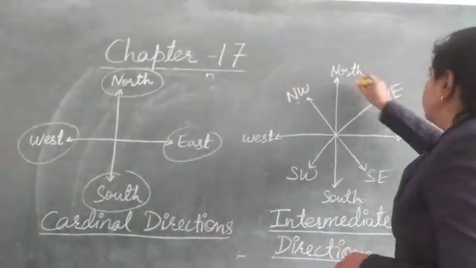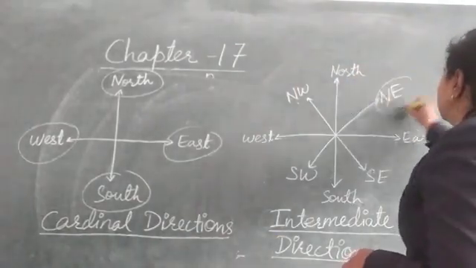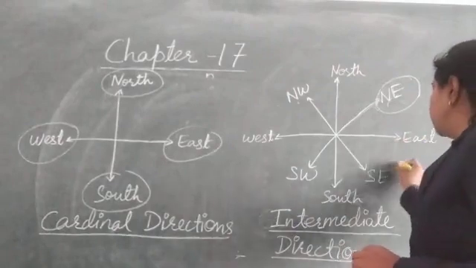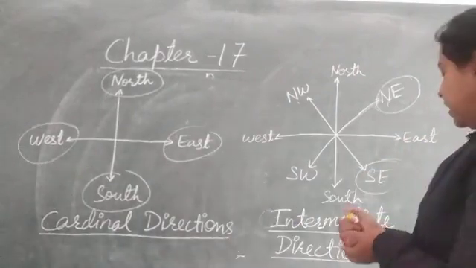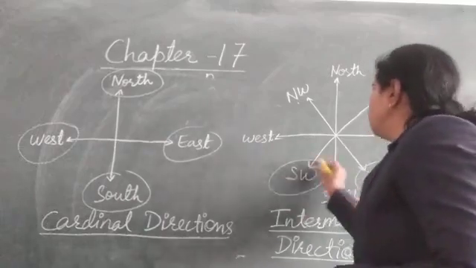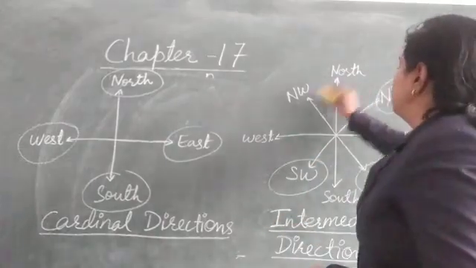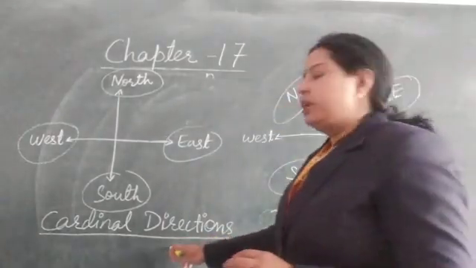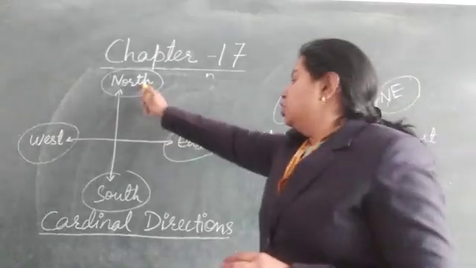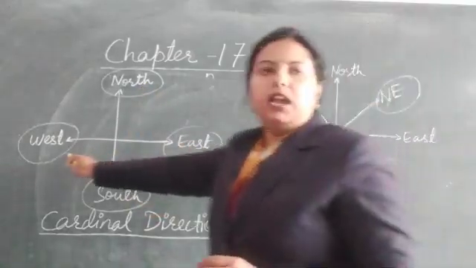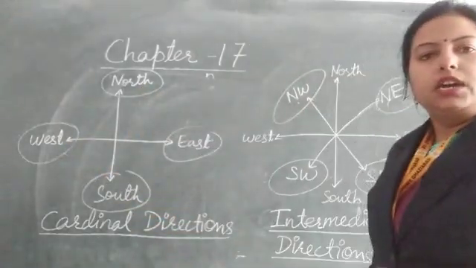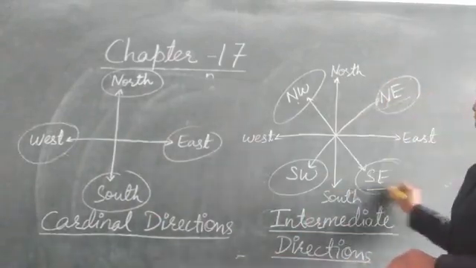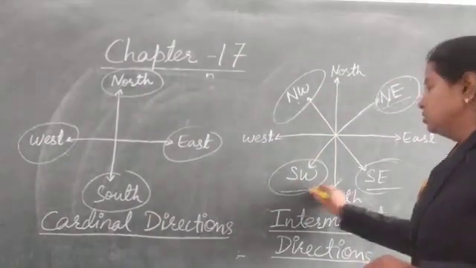The direction that lies between north and east is called northeast direction. The direction in between east and south is called southeast direction. The direction between south and west is called southwest direction. And the direction between north and west is called northwest direction. It means there are four main directions, called cardinal directions: north, south, east and west. And how many intermediate directions? Four, that is northeast, southeast, northwest and southwest.